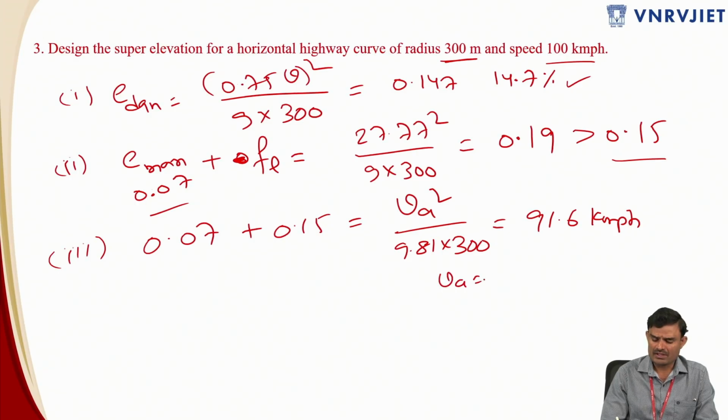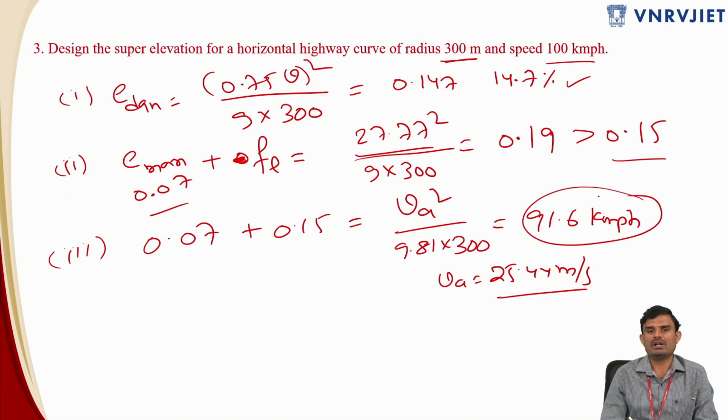Initially you will get VA equal to 25.44 meters per second, whereas your original speed is 27.77 meters per second. This has been reduced to 25.44 meters per second, which is 91.6 kmph. So this is the problem involved in calculating these steps, because we have crossed the value of maximum superelevation, and we also crossed the value of lateral coefficient of friction, because of which we have tried to reduce the speed by giving a particular value of allowable speed.